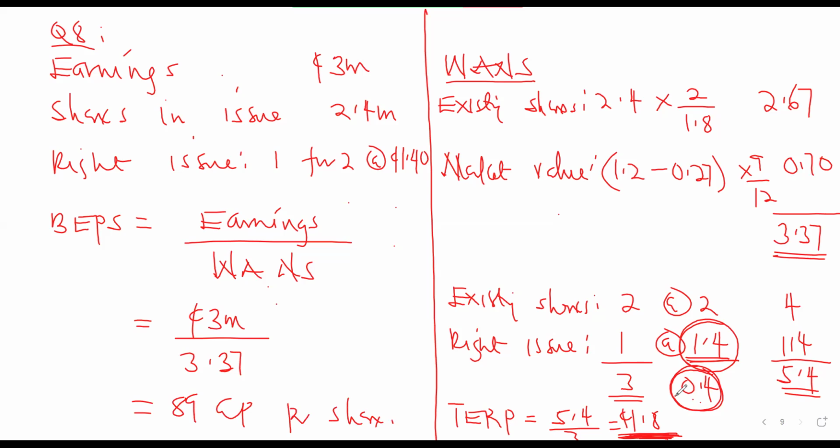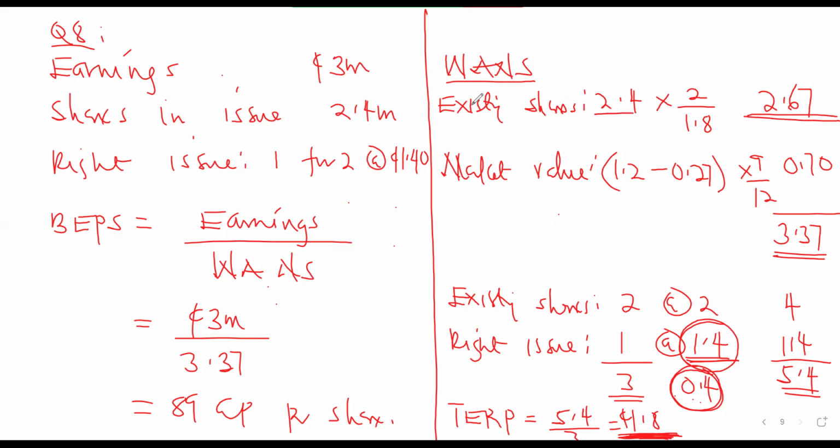Let's calculate our weighted average number of shares from a different perspective. Let me take this one again. Whenever you are done with the theoretical ex-rights price, find the rights issue fraction, which will be the market price before the rights issue over the theoretical ex-rights price. Multiply it by the existing shares, the shares that you have at the start of the year. If you multiply it, you get an answer, which is 2.67.